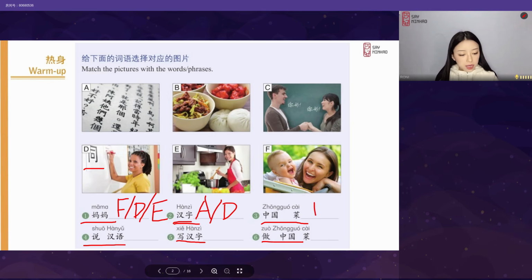Next one, 中国菜. Which one is? B. B is 中国菜. Next, 说汉语, speak Chinese. C, they're saying 你好 to each other. And next one, 写汉字 is D, obviously. And 做中国菜 is E, cooking.